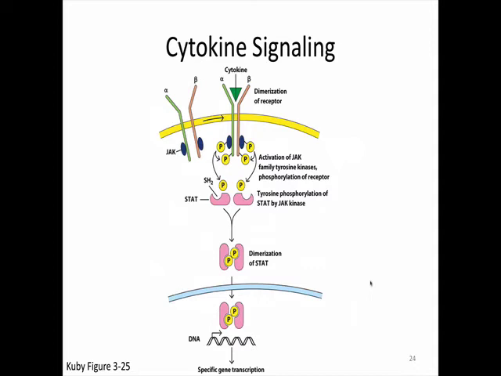So the cytokine signaling pathway is usually known as the JAK-STAT pathway. And if you remember the name of this pathway is the JAK-STAT pathway, you know all the names of all the members. And you even know what order they work in. So usually this one's a pretty easy one for people to remember.